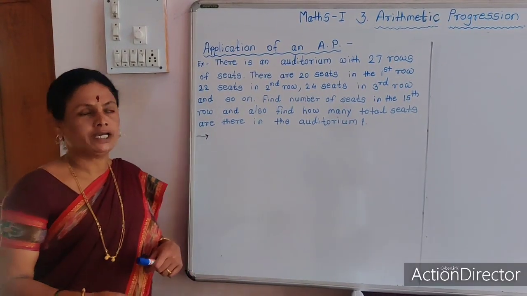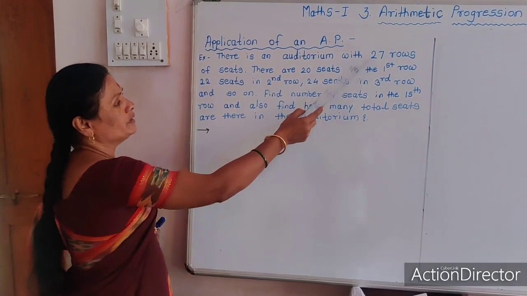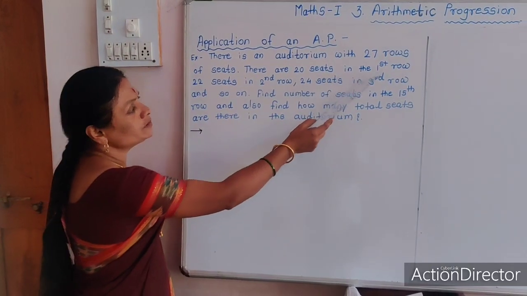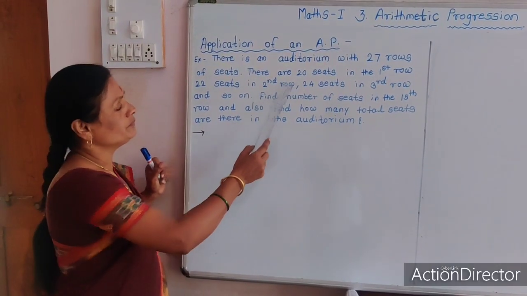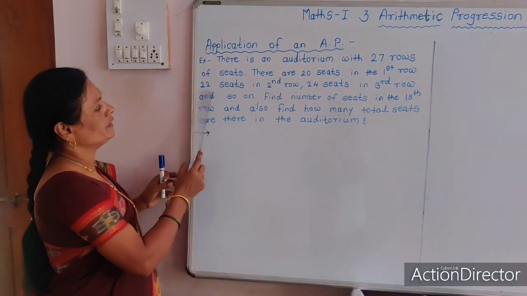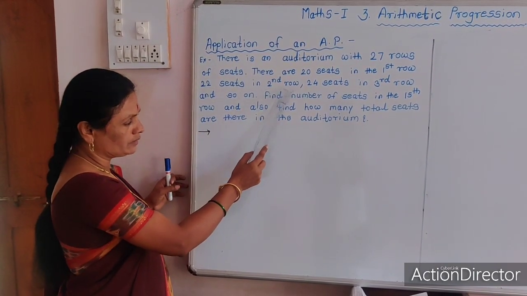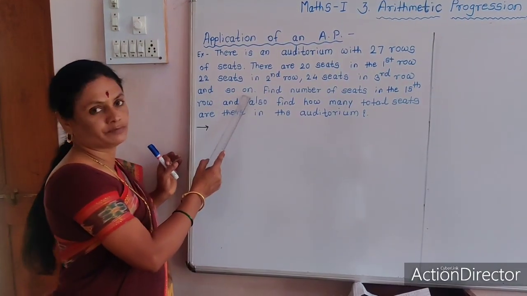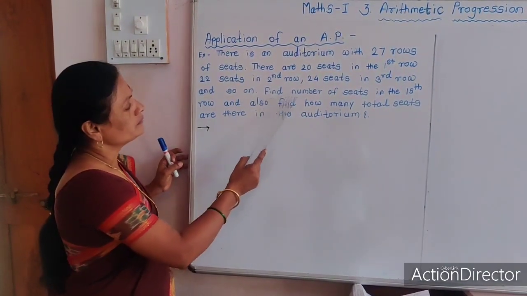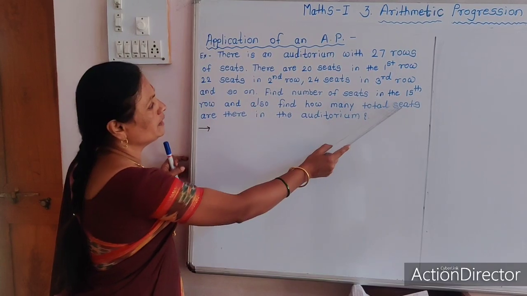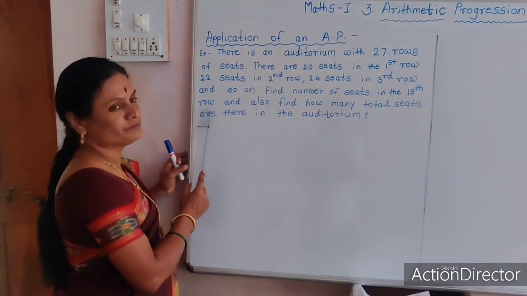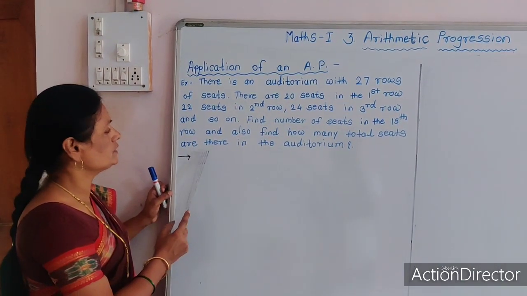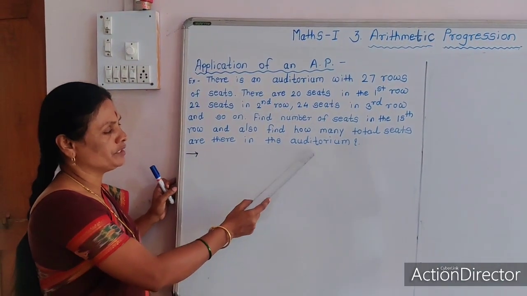There are how many rows? 27 rows. There are 20 seats in the first row, 22 seats in the second row, 24 seats in the third row, and so on. Find the number of seats in the 15th row, and also find how many total seats are there in the auditorium.